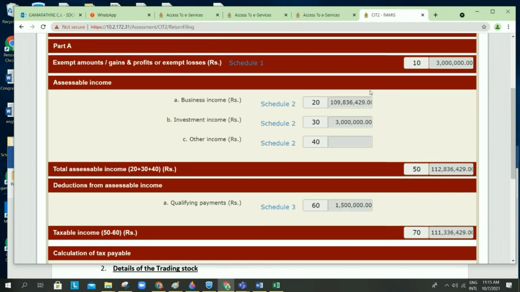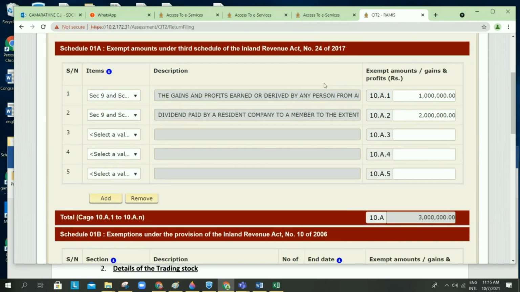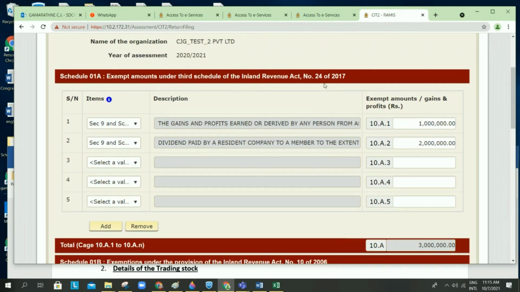What you have to do is complete the subschedules and the schedules. Then the system automatically identifies the value connected to the return, right? Firstly, I am supposed to explain Schedule 1. Schedule 1 is where we should include the exempt value.